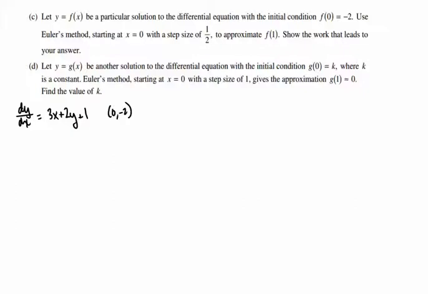So with Euler's, we have our starting x and y. We have our delta x. We have our y prime. We have y prime times delta x. And then we get our new x, which is x plus delta x, and our new y, which is y plus delta y.